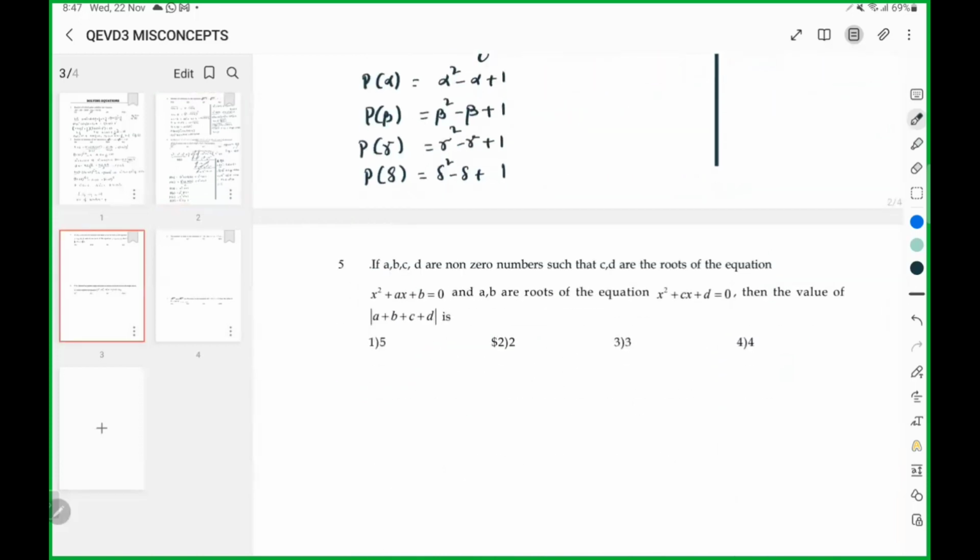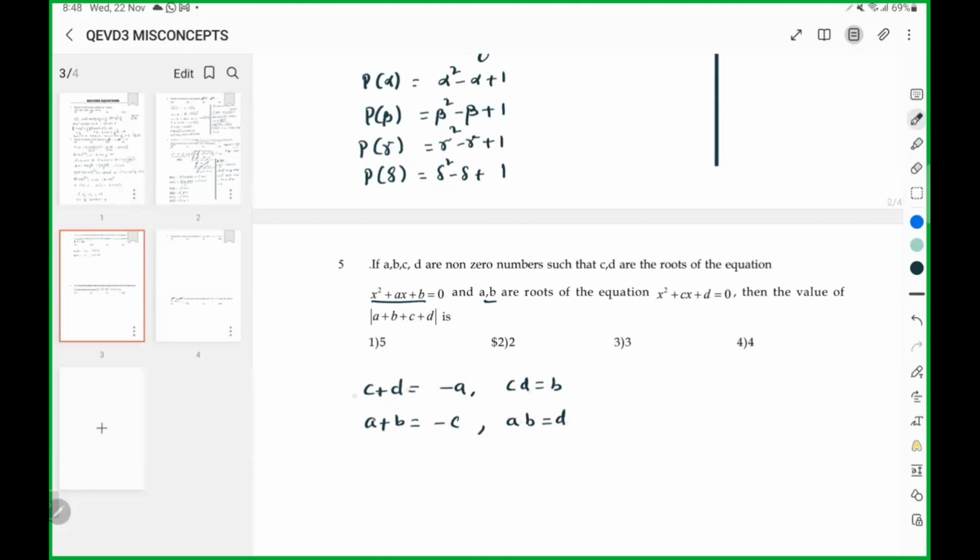So then this one: A, B, C, D are non-zero numbers. A, B are roots means A plus B is equal to minus C, AB is D. C, D are roots means C plus D is equal to minus A, CD is B. Right.